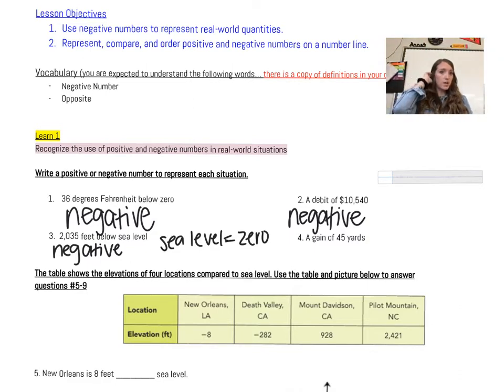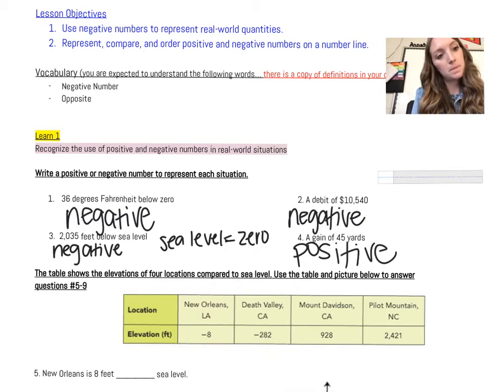Let's look at the last one, number four, a gain of 45 yards. In football, when a team gains yards, gain is positive, so a gain of 45 yards is going to be positive. Okay, so just for this first section, we're looking at, can you tell me, is this a positive situation or is this a negative situation? And we'll see more as we look now at this next step, what difference that makes in real life.